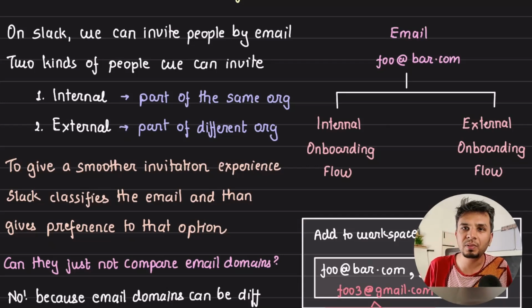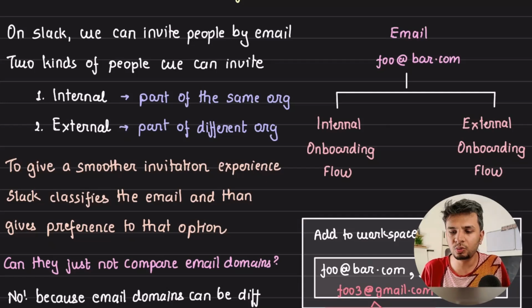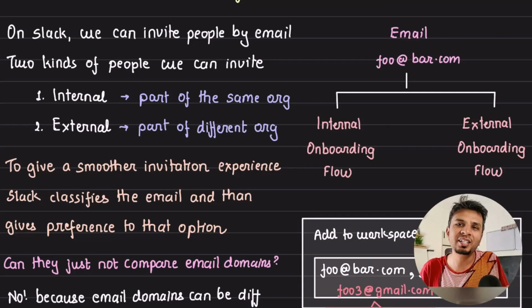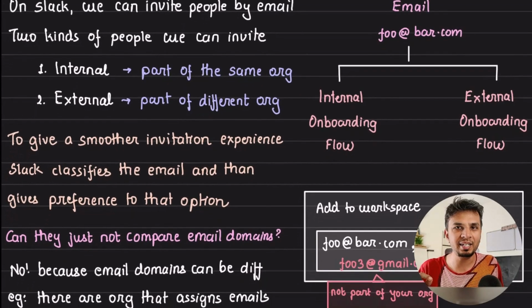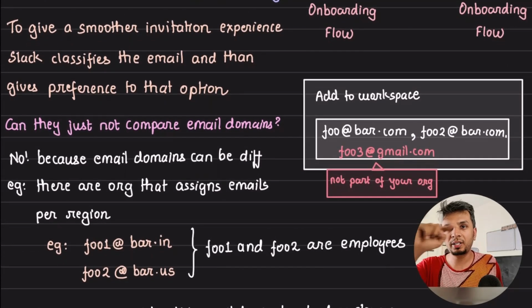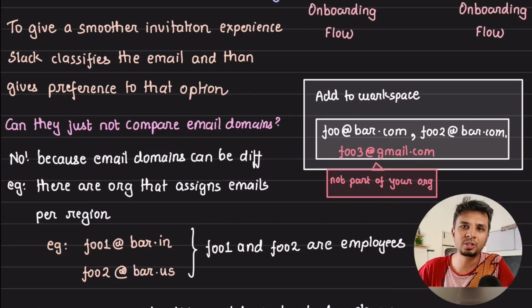Plus, what if an organization wants to invite multiple folks, in which there are internal folks also, external folks also? You can't just do that, right? So this is where, from a product perspective, it is very essential for you to classify every single email into an internal or an external one, so that you can take them through those specific dialog boxes, through which you can make onboarding as smooth as possible.